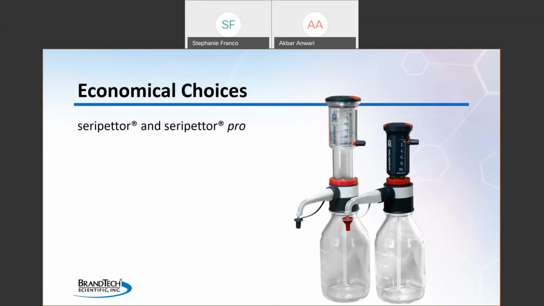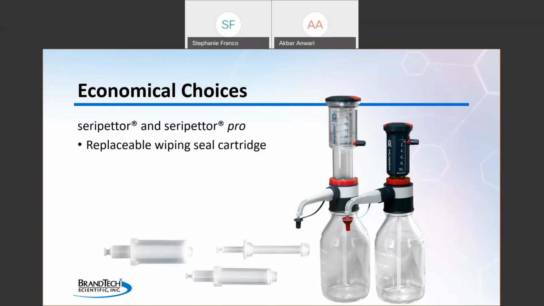Of course, there are instances when dispensed liquids are fairly innocuous, budgets are limited, and where the choice of a top-of-the-line dispenser is not always warranted. For these instances, Brand offers two dispensers to fit the bill, the Cerepetter and Cerepetter Pro. These dispensers feature a wiping seal piston cylinder cartridge made of polypropylene and high-density polyethylene, which can be easily replaced to renew the dispenser.